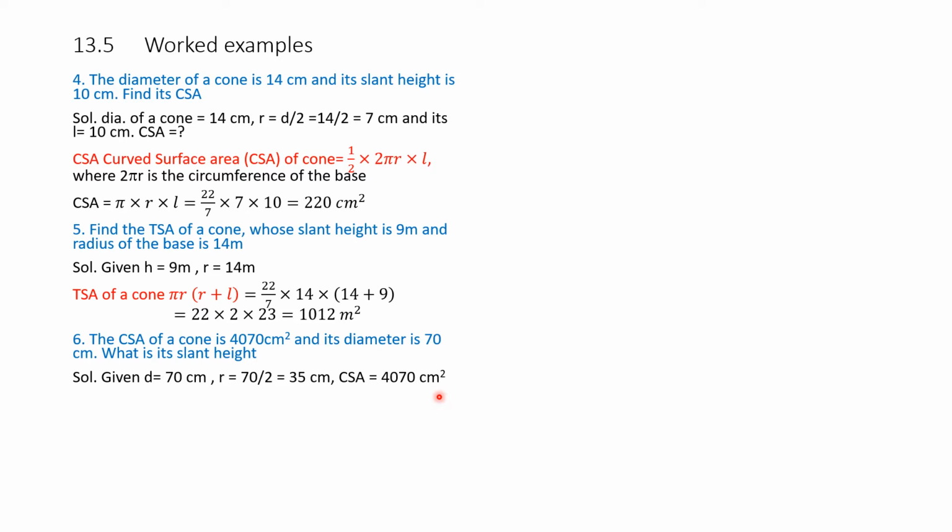Therefore, CSA is equal to pi RL, that is 4070 equals 22 by 7 into 35 into L. Therefore, we can calculate L, keeping L on one side and all other numerals on the other side. We get 4070 into 7 divided by 22 into 35, that is equal to 37 cm.